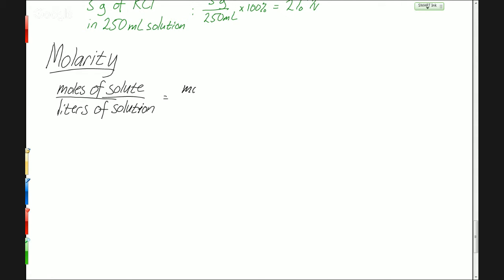Another way we can express this is moles divided by liters. So you take the moles of solute, you divide by the total liters of solution. And the way that's usually reported as a unit is a big M for molarity, just a capital M.